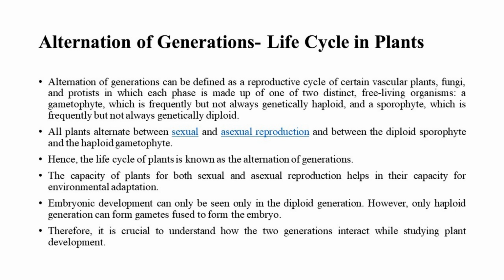All plants alternate between sexual and asexual reproduction and between the diploid sporophyte and the haploid gametophyte. Hence, the life cycle of plants is known as the alternation of generations. The capacity of plants for both sexual and asexual reproduction helps in their capacity for environmental adaptation. Embryonic development can only be seen in the diploid generation. However, only the haploid generation can form gametes fused to form the embryo. Therefore, it is crucial to understand how the two generations interact while studying plant development.